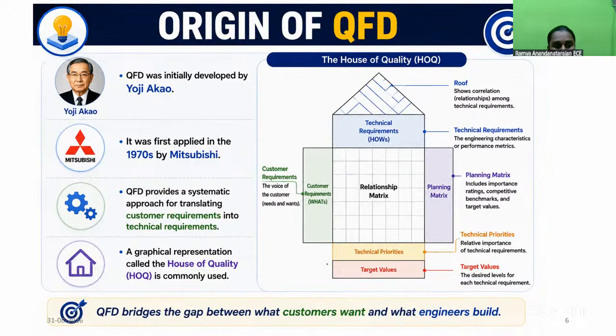HOQ is a graphical representation. It contains customer requirements and technical requirements. This is the first one, this is the second. Then we have the relationship matrix. After that, we have technical priorities and target values. We also have the correlation between the technical requirements, which is shown in the roof. We'll discuss them one by one in detail.